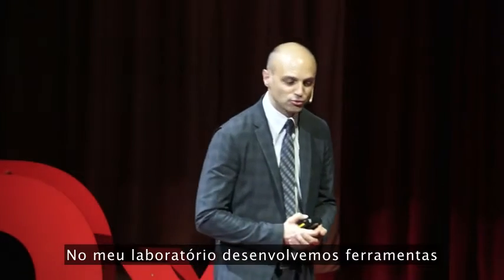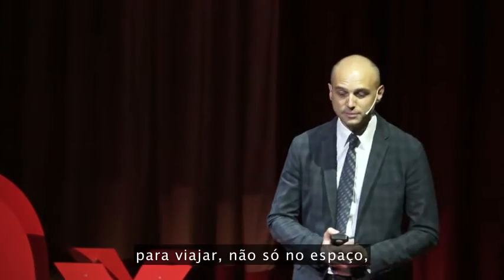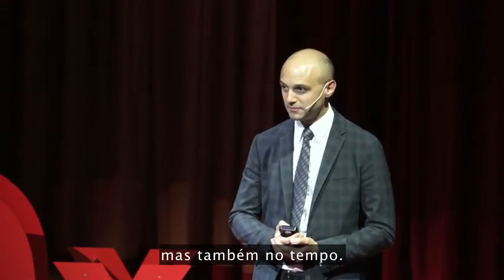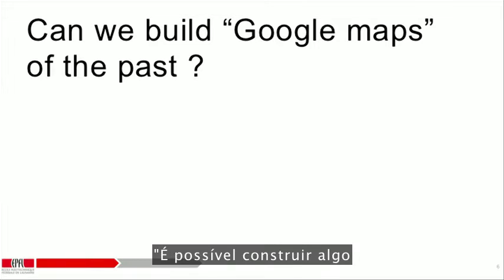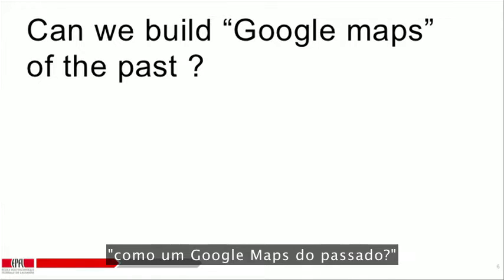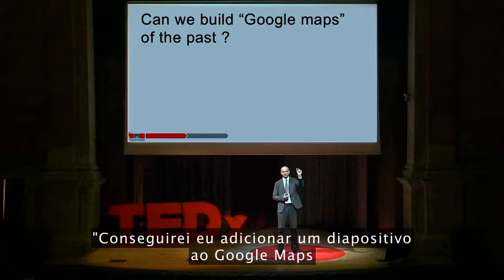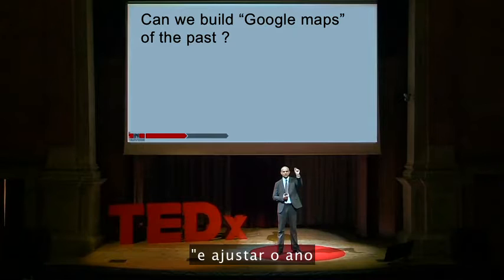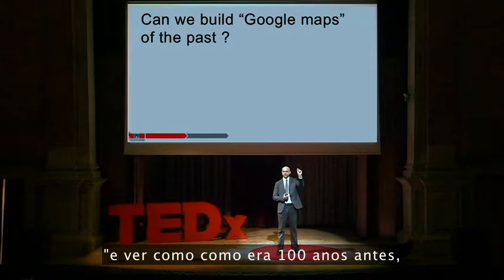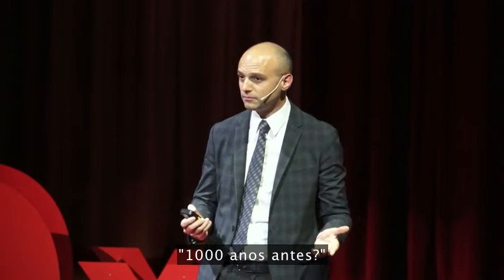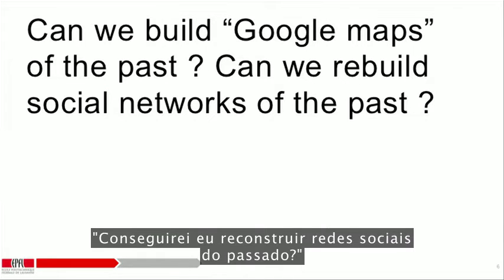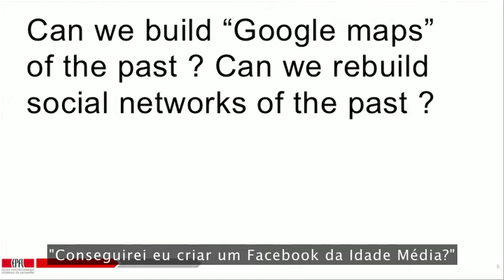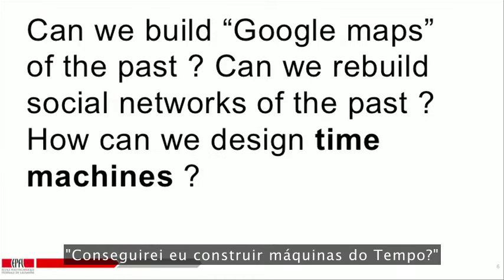In my lab, we developed tools to travel not only in space, but also through time. The kind of question we're asking is: is it possible to build something like a Google Map of the past? Can I add a slider on top of Google Map and just change the year, seeing how it was 100 years before, 1,000 years before? Is that possible? Can I reconstruct social networks of the past? Can I make a Facebook of the Middle Ages? So can I build time machines?